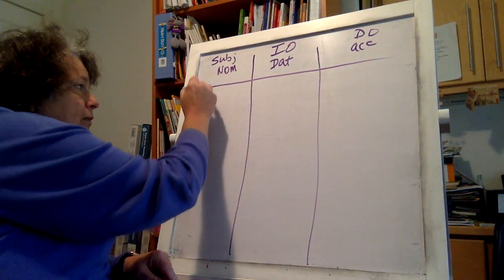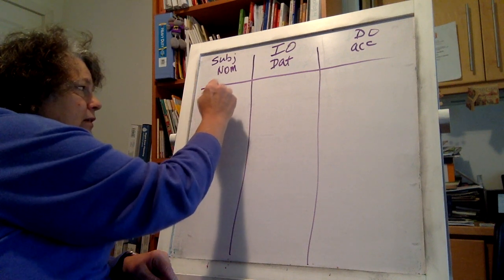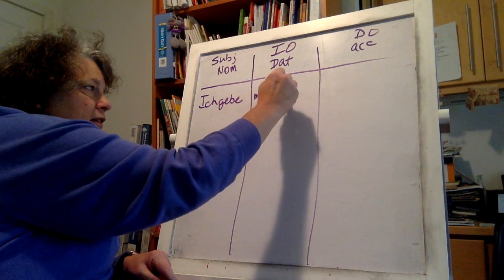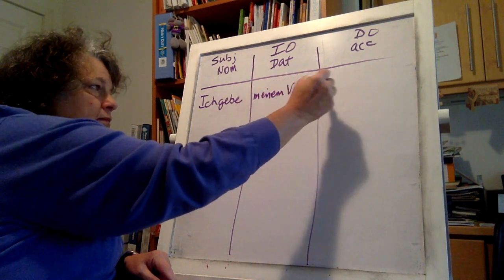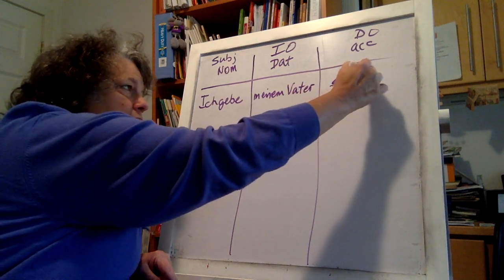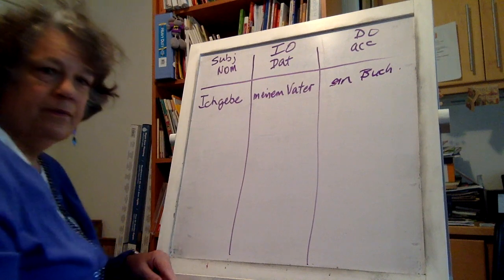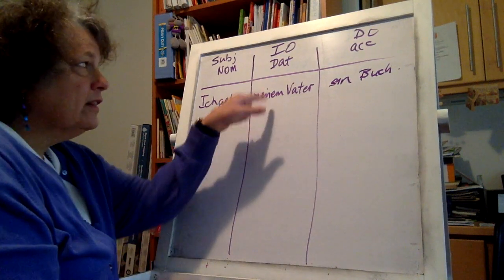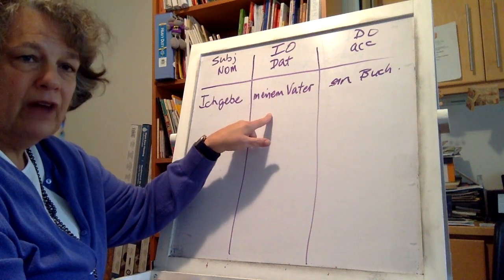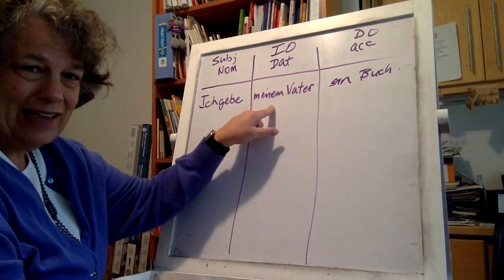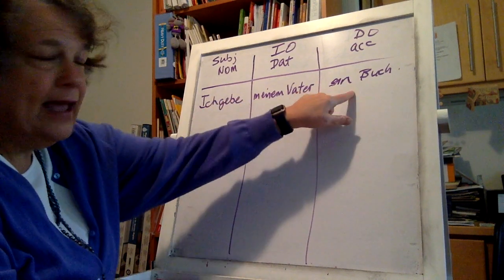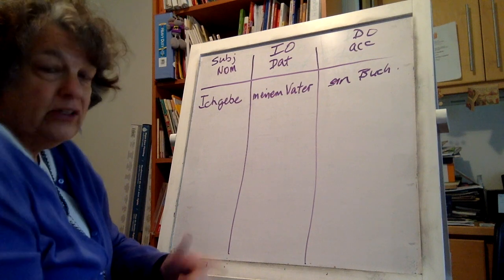Okay? So, ich gebe meinem Vater ein Buch. Okay? So you don't use für. This means to or for. So you don't have to say, I give a book for my father or to my father. This already says that. I give to my father a book. That's all there is to it.